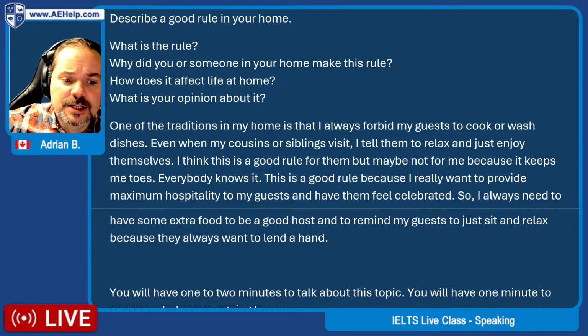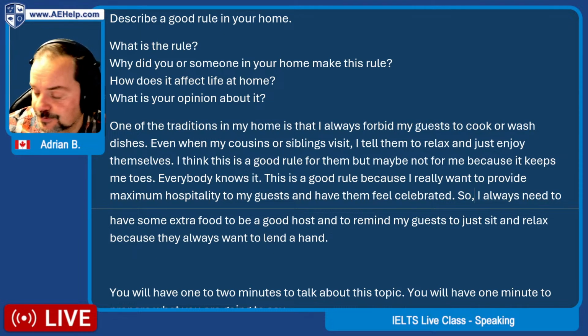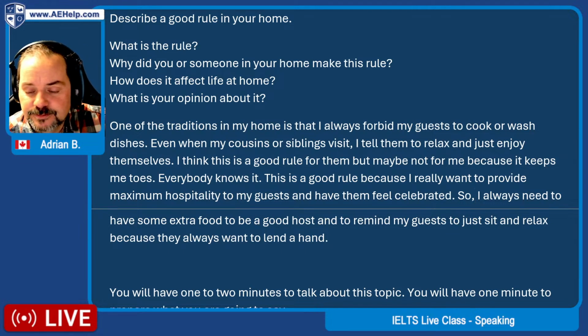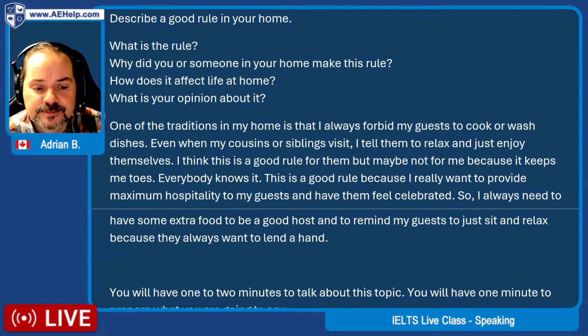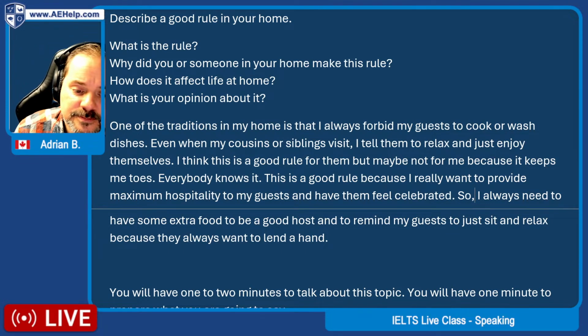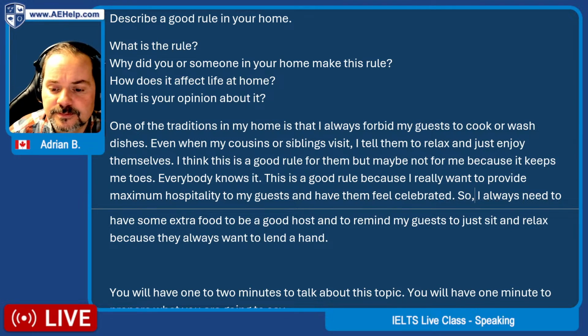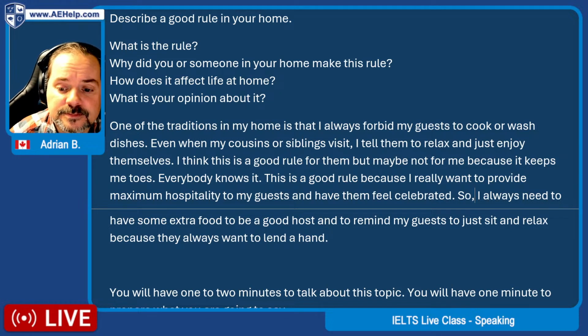So I always need to have some extra food around the home and to remind my guests to just sit and relax because they always want to lend a hand. So I always have to keep some stock of food in my home and ask my guests to relax because they always try to give me a hand.